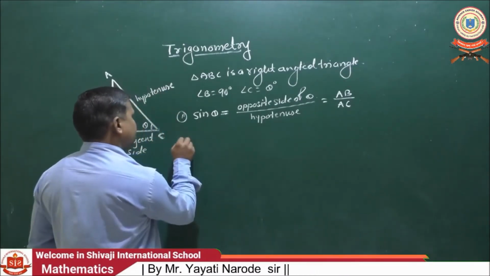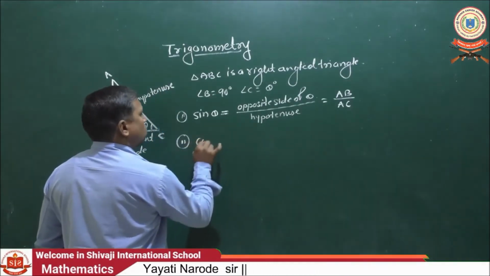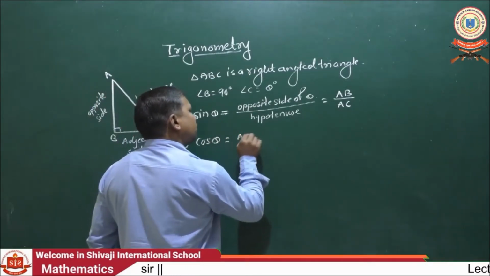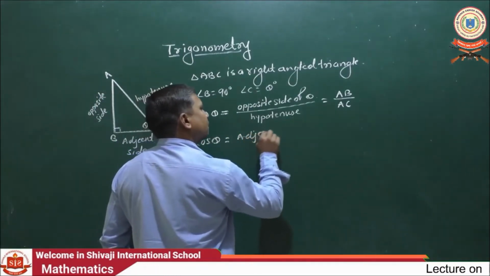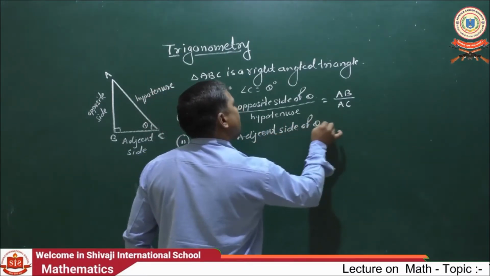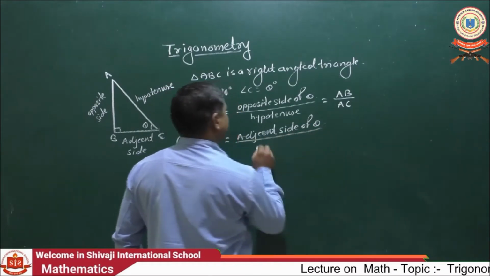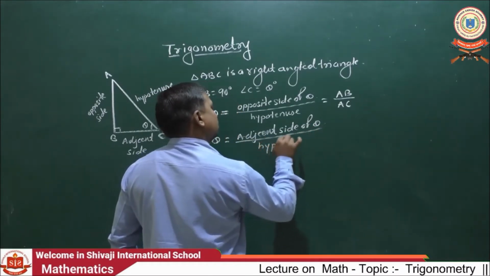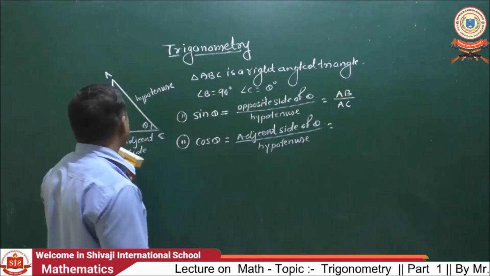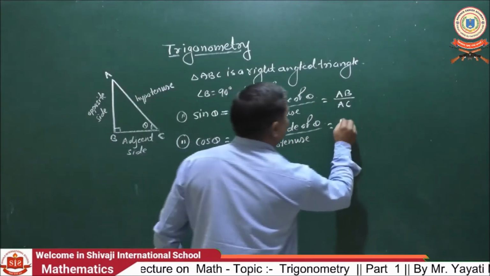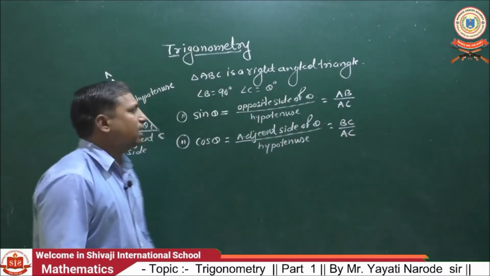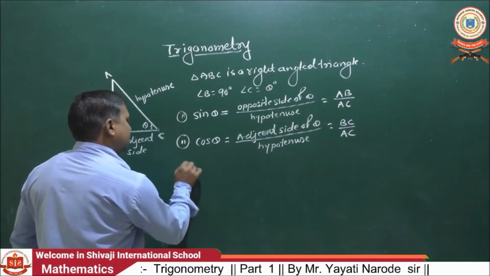The second ratio is cos theta. Cos theta is equal to the adjacent side of theta upon hypotenuse. Here the adjacent side of theta is BC and the hypotenuse is AC. So it is BC upon AC.